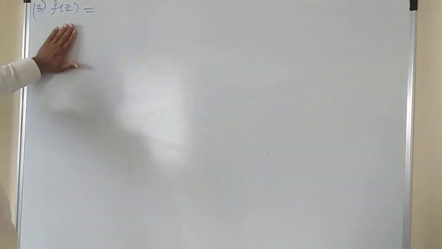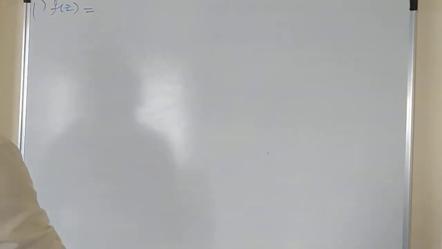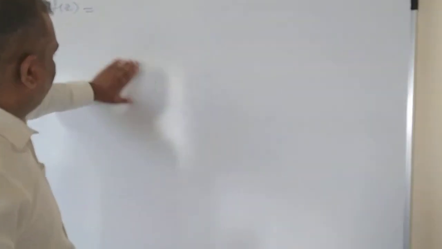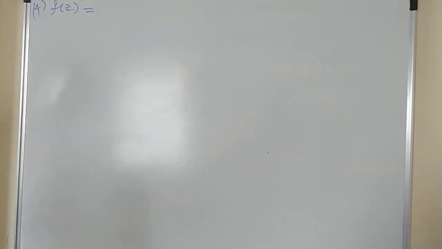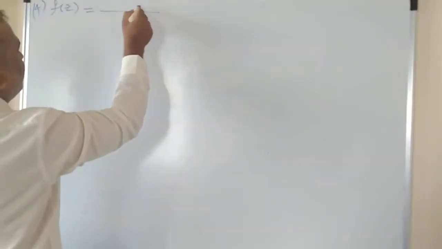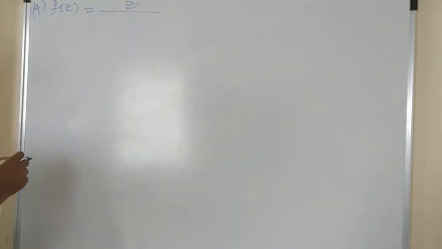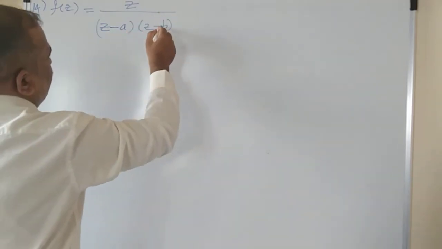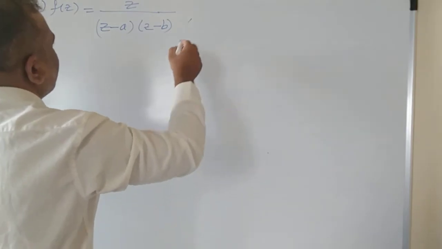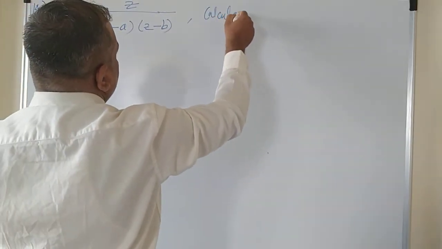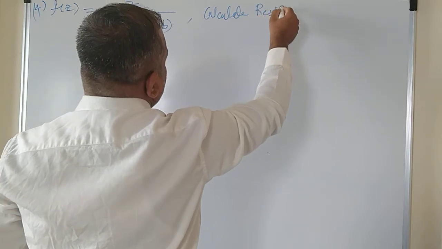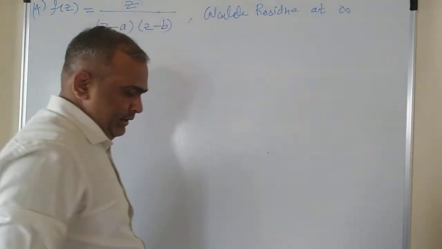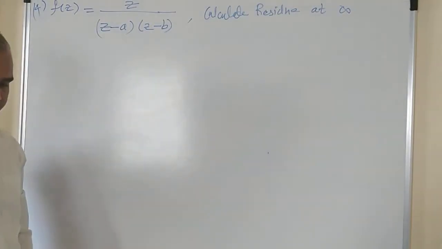And your problem is this. Your next problem is: calculate the residue of the function f of z is equal to z divided by (z minus a)(z minus b) at infinity. This is your problem, right?